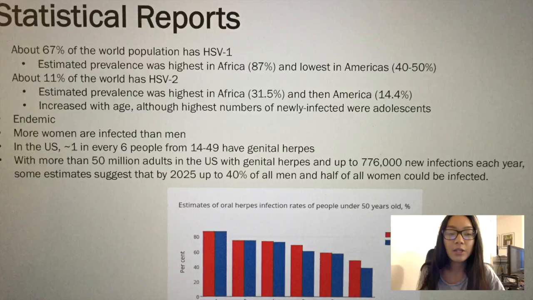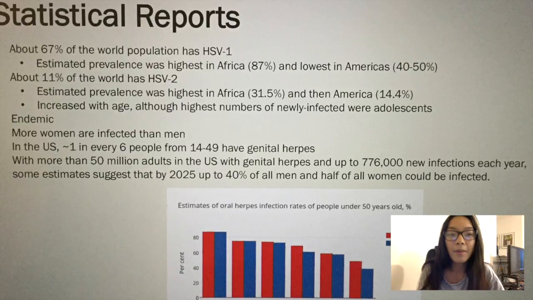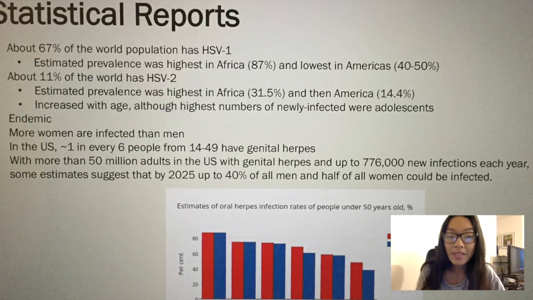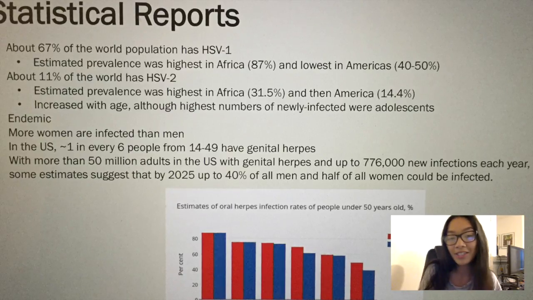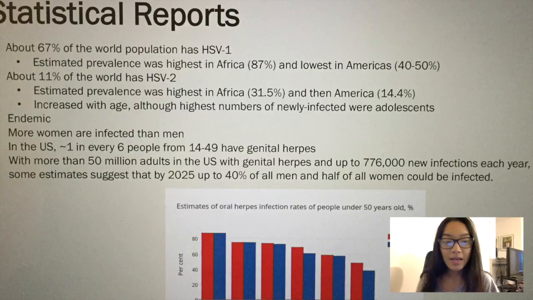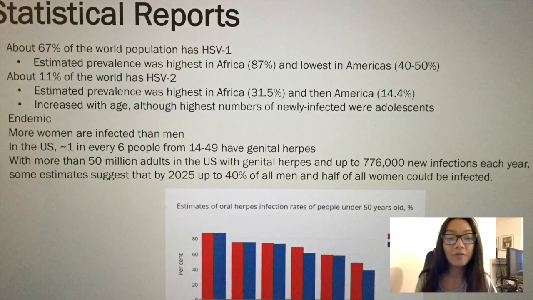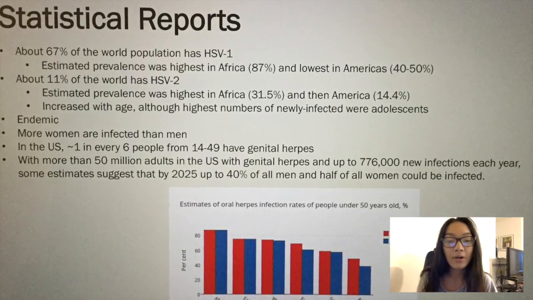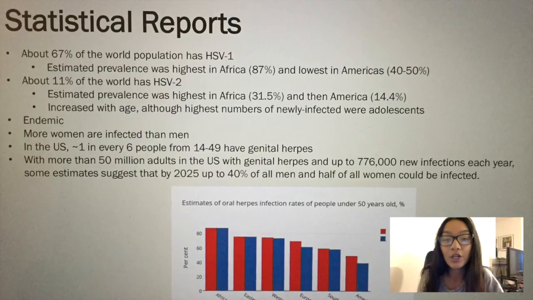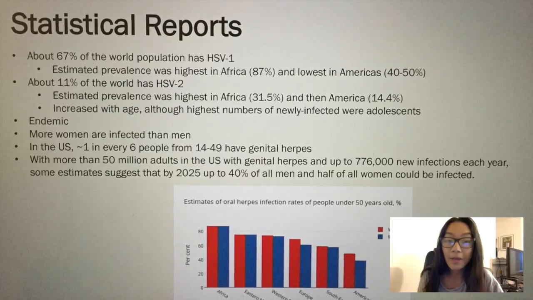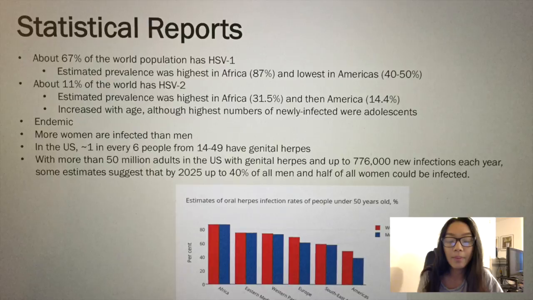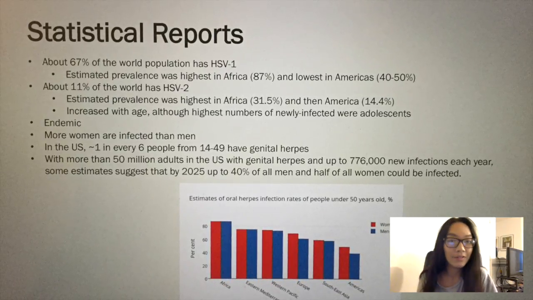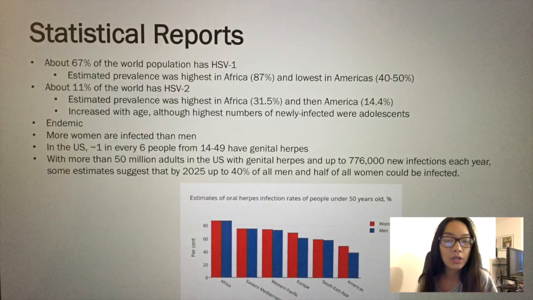They found that herpes is endemic. They also found that more women are infected than men. They found that in the US, about 1 in every 6 people from 14 to 49 have genital herpes. And lastly, they found that more than 50 million adults in the US have genital herpes, and there are up to 776,000 new infections every year. Some even suggest that by the year 2025, up to 40% of all men and 50% of all women will be infected or could be infected.